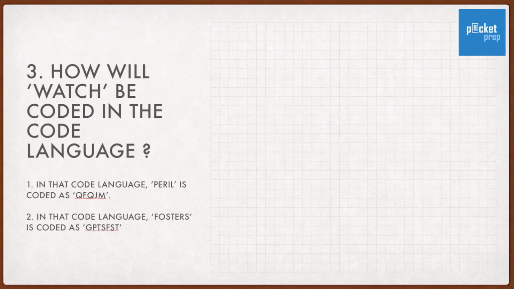Here is another one. How will watch be coded in the code language? Here are the two statements given. According to statement 1, in that code language, peril is coded as QFQJM. This data sufficiency question is a problem from coding-decoding. To understand this, you need to understand the coding-decoding concept. Clear? Now let's solve this.